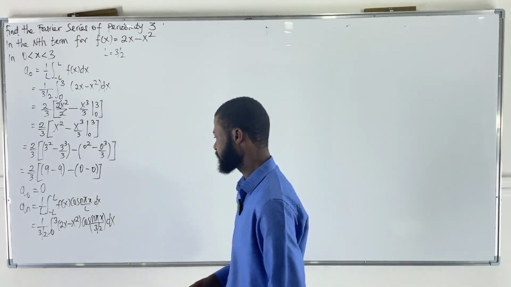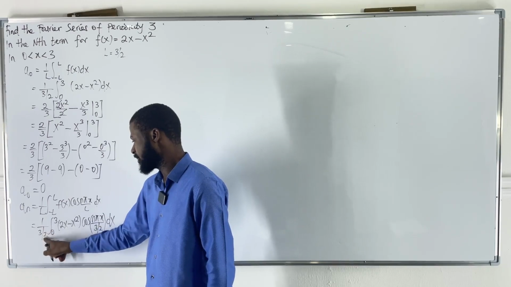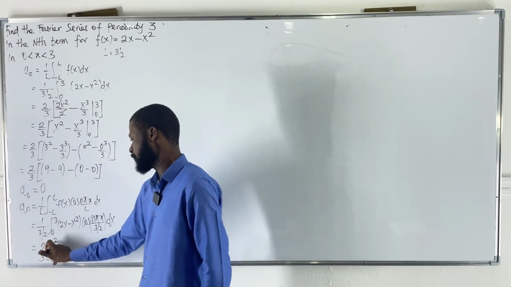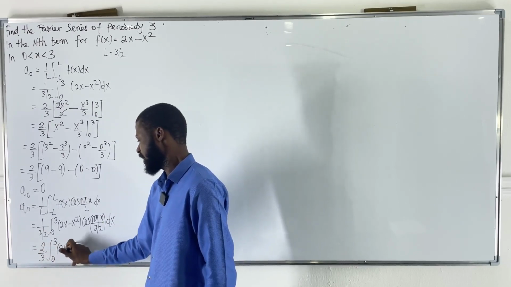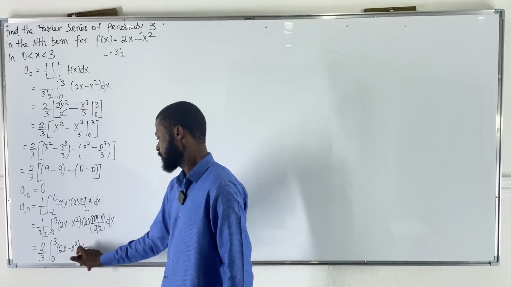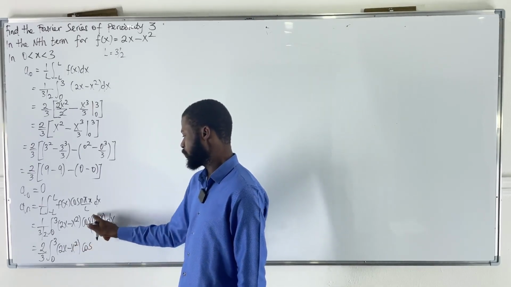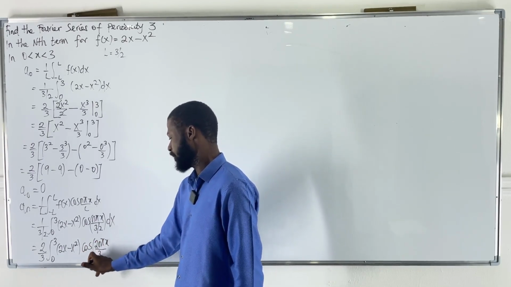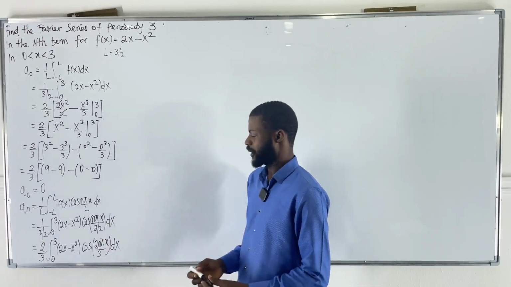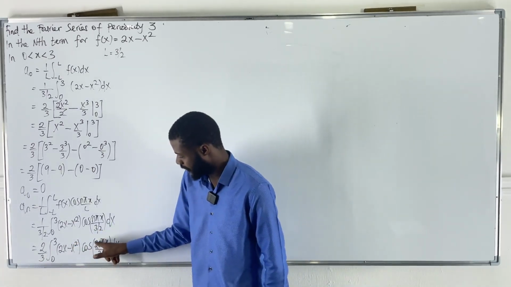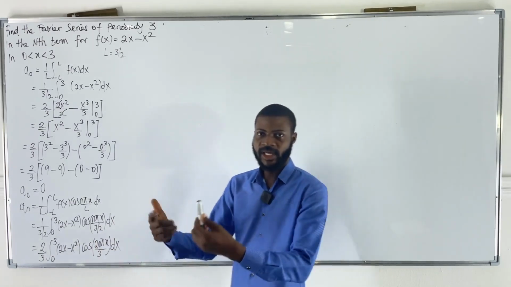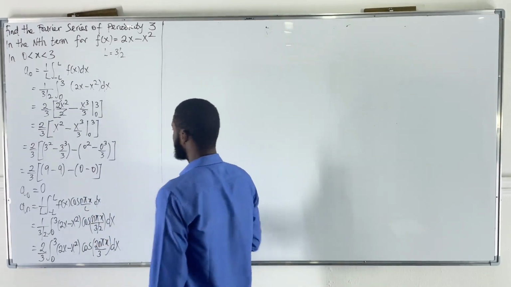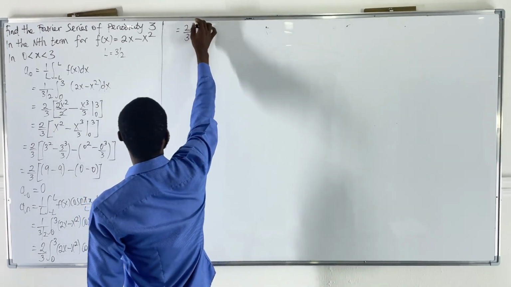Okay, let's proceed. If I take the reciprocal of this, the 2 will go up, so this will become 2 over 3, then integral from 0 to 3 of 2x minus x squared, cos. Taking the reciprocal here again, this 2 will go up, so this will become 2n pi x all over 3 dx. So it's 2 over 3 here, and it will still be 2 over 3 here. I just flipped it.